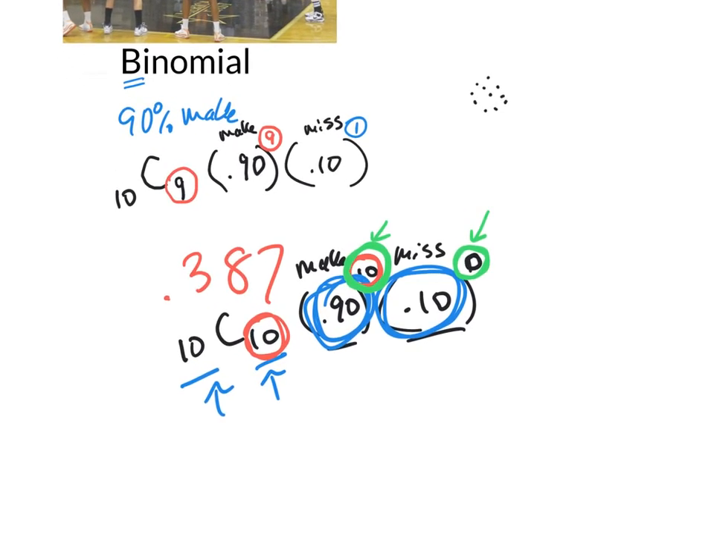And this one's pretty simple, because 10C10 really is trying to say how many ways can you make 10 shots out of 10 shots. There's only one way to do it. They all have to be makes. So it's 1 times 0.9 to the 10th power. So really, all you'd have to type in on this one would be 0.9 to the power of 10. And you should have got 0.349, rounded.